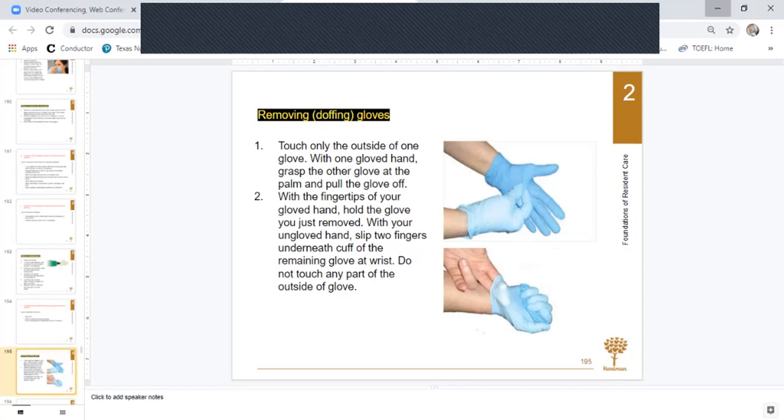Hold on one second, my computer's about to die. Let me connect it before it dies.